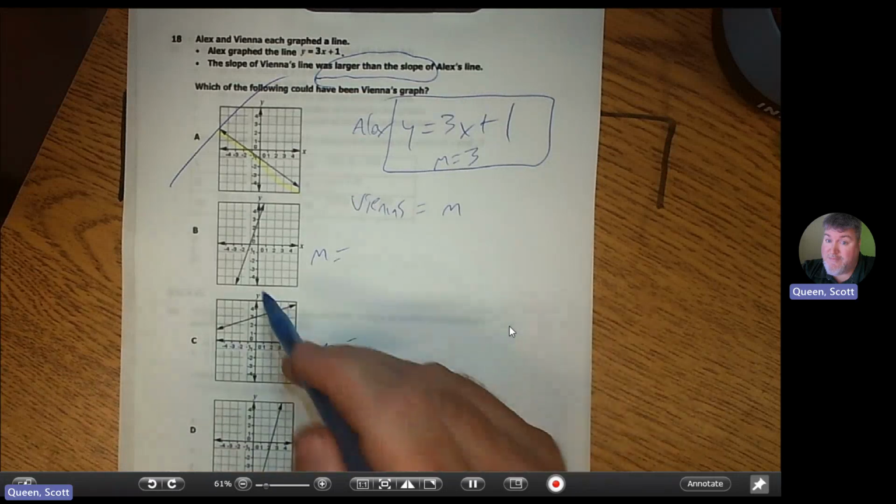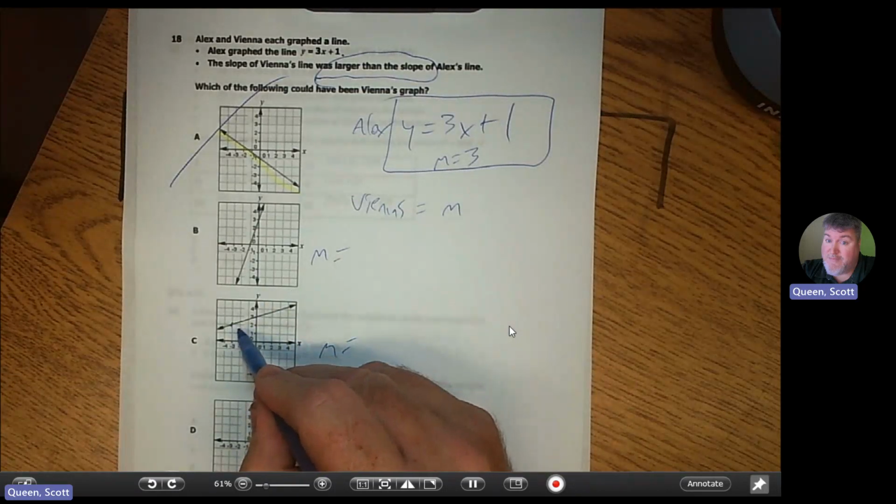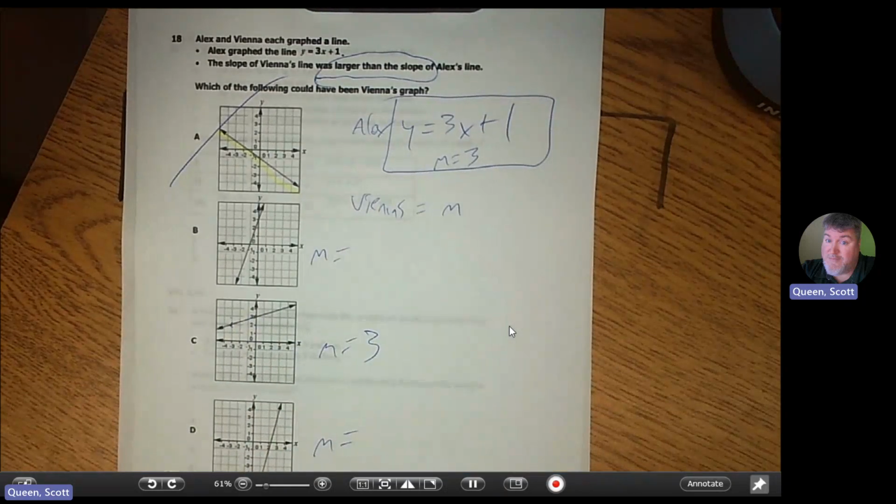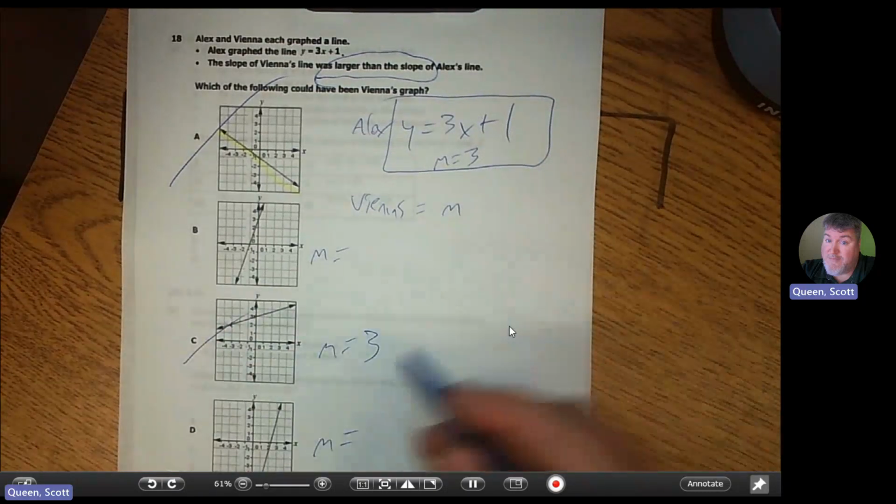No, but let's count anyway. Here's a dot, and here's a dot. Up 1 over 1, 2, 3. 3 over 1 is 3. M equals 3. Is that it? Why not? Yeah, it's got to be bigger. That's not bigger.